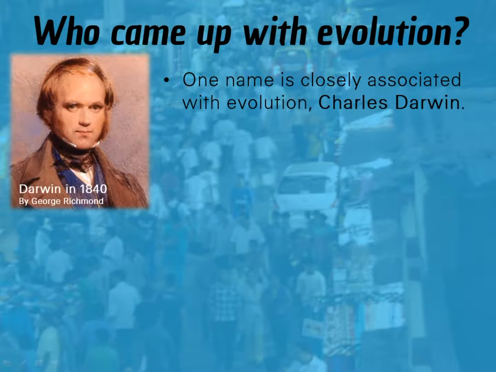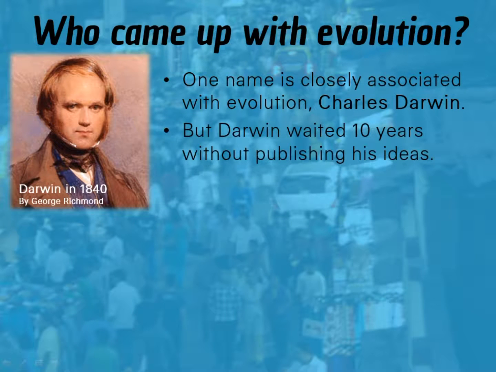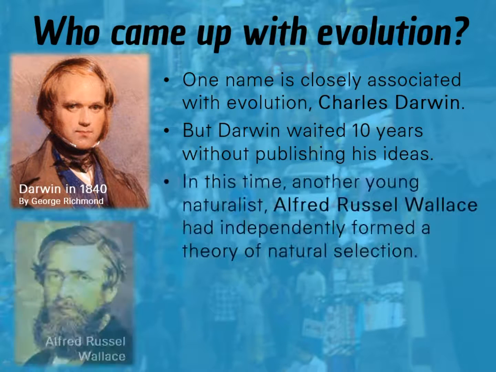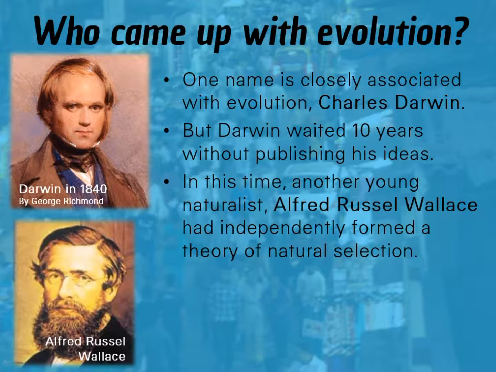So evolution is obviously one of the biggest ideas in science in the last 200 years, and one name is very closely associated with it. We just mentioned him, Charles Darwin. But when he discovered his ideas of evolution, he didn't publish them immediately. He waited for 10 years, and there are a number of theories why this might be the case. He even went as far as to tell his wife to publish it after his death in case he never decided to do so.